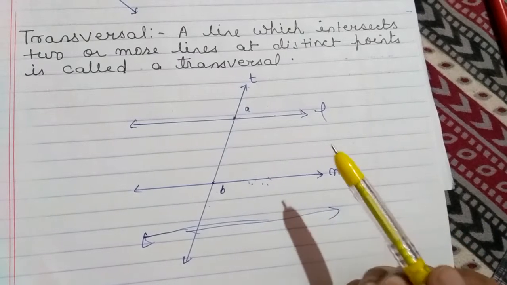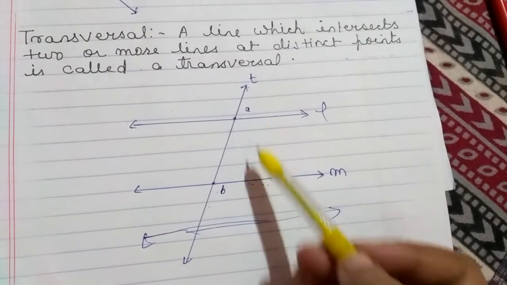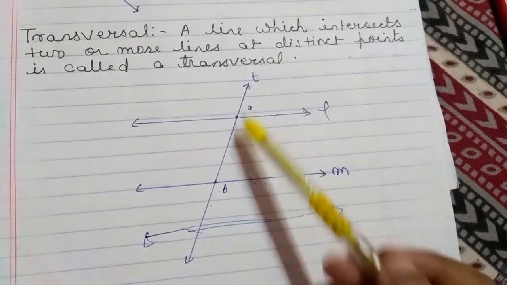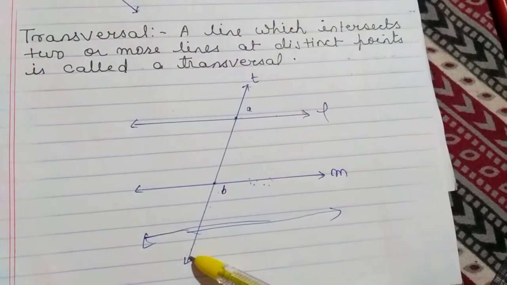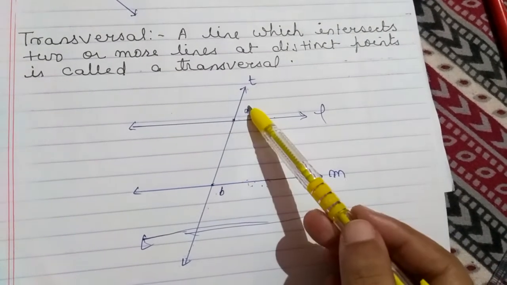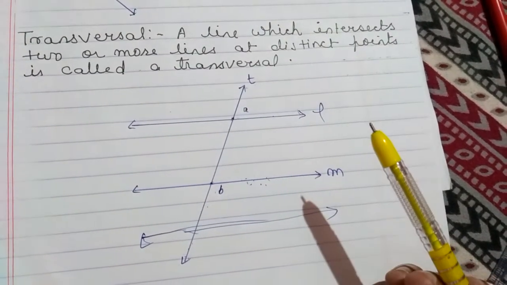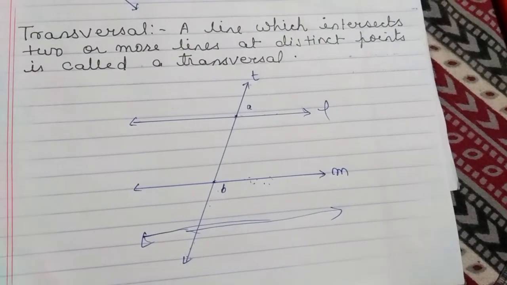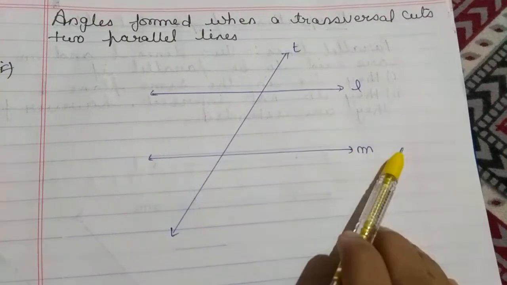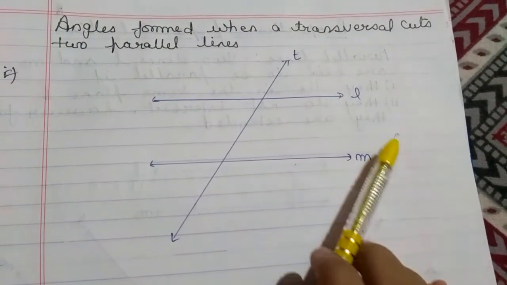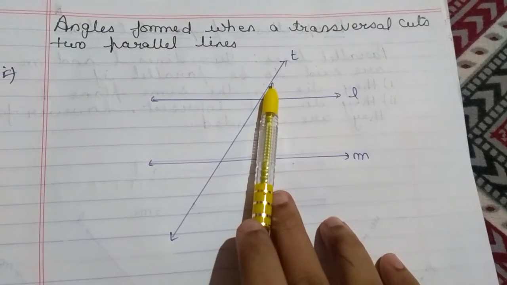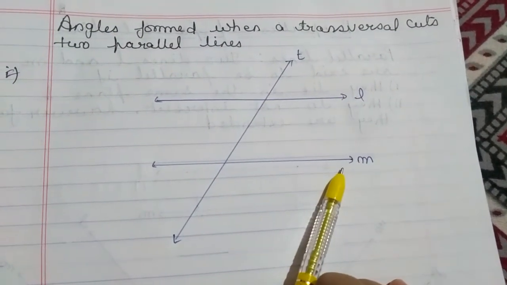So you can take two lines or more than two lines. When a straight line cuts those lines at distinct points, then you can say that the given line is a transversal. Understood? So now you know about that. You can say T is a transversal when it cuts two or more parallel lines.